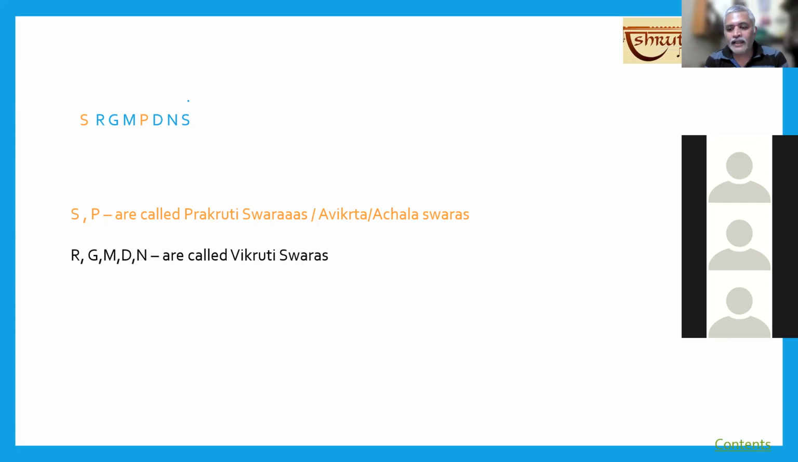Adhara Shruti, Sa, is also called Grihaswara, home swara. Griha means home. So it is also called a home note, the place where you start. The other 5 notes, Re, Ga, Ma, Da, and Ni, are called Vikruti Swaras because there are variations in these notes. They can be modified. That's what's called Vikruti.